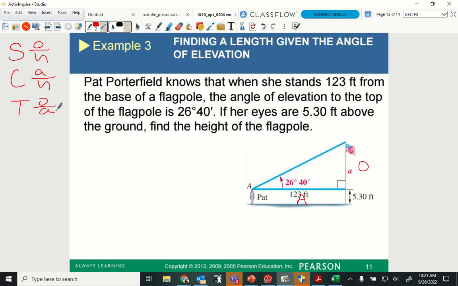So let's go tangent of my reference angle, 26 degrees, 40 minutes, is equal to opposite over adjacent. So it's going to be little a over 123.